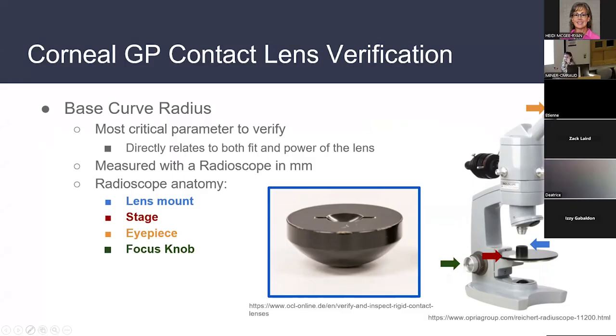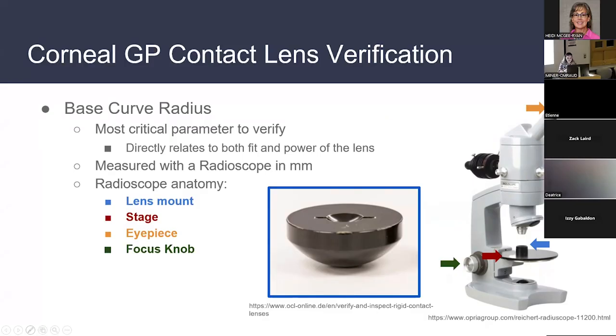However, it is the most important. If I ever ask anyone to verify a GP, this is really all I primarily care about. This is what I want to know because this is directly related to both the fit and the power of the contact lens. You do have to have an instrument that you probably are not typically familiar with, which would be called a radioscope.